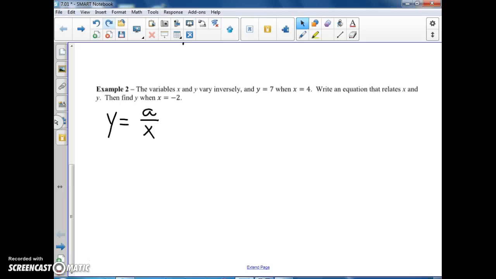Now look at what it tells you. Y is 7 when x is 4. So you're going to put 7 in for y and 4 in for x. You got it, just like that.